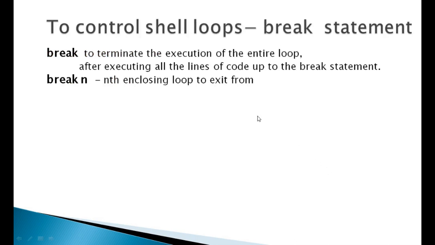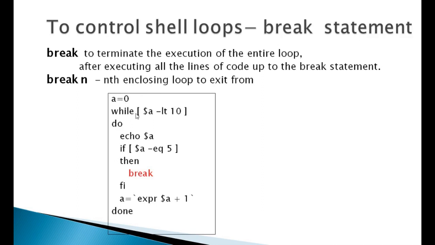So now we'll just see how to control the shell loops. You have a break statement and a continue statement. In the break statement you can have just a break or break followed by some number. The break statement is to terminate the execution of the entire loop after executing all the lines of code up to the break statement. When you give break n, it will exit from the nth enclosing loop. We'll see with an example.